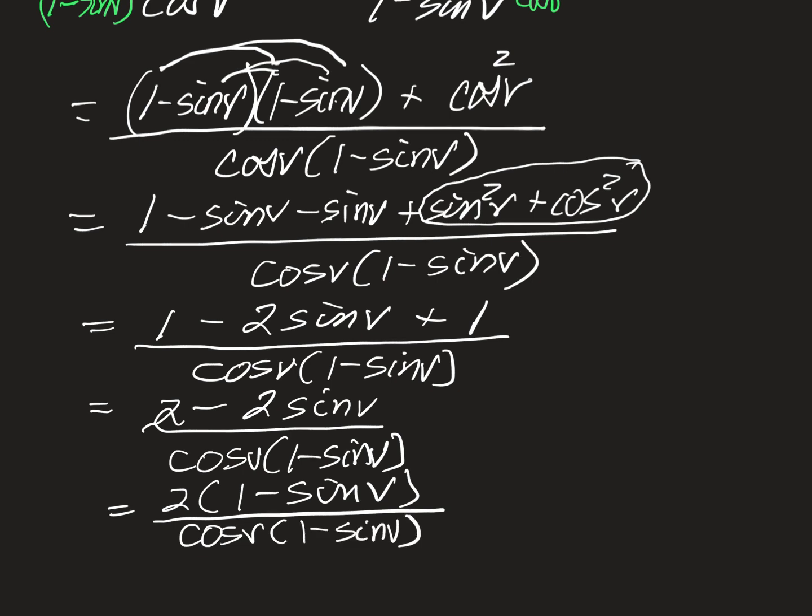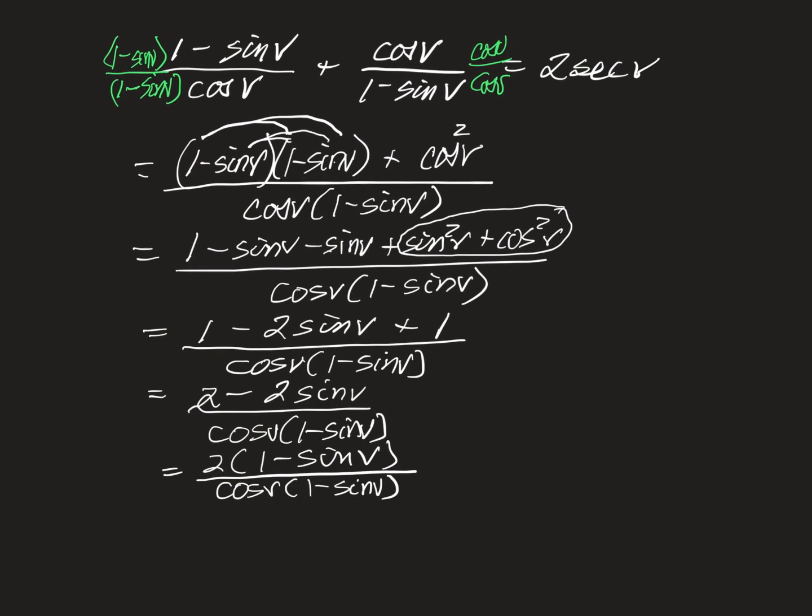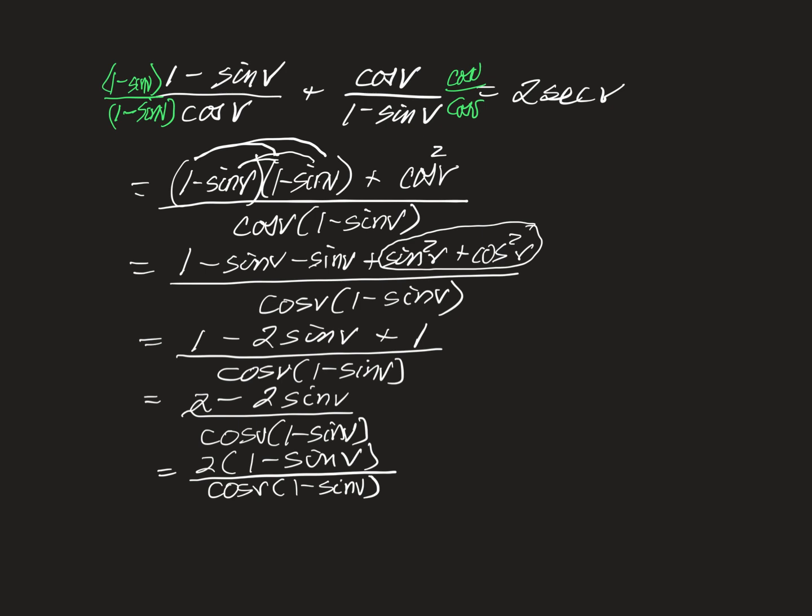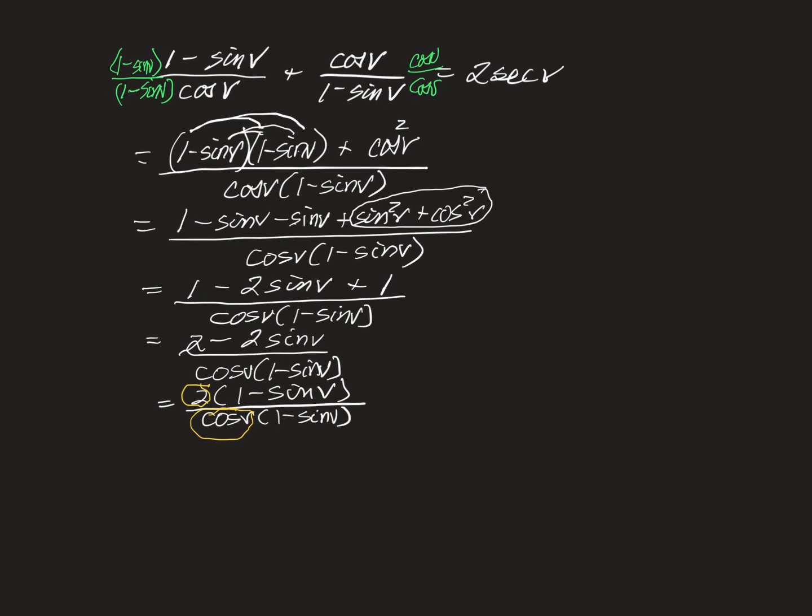Now look at this. We've basically done it. Remember what I wanted to end up with? I wanted to end up with secant and a number 2. Well, here's the number 2, and it's over a cosine. So there's my 2 secant right there. But I also need to notice that I have a 1 minus sine v over 1 minus sine v, so those cancel, which leaves me 2 over cosine v, which gives me 2 secant v.